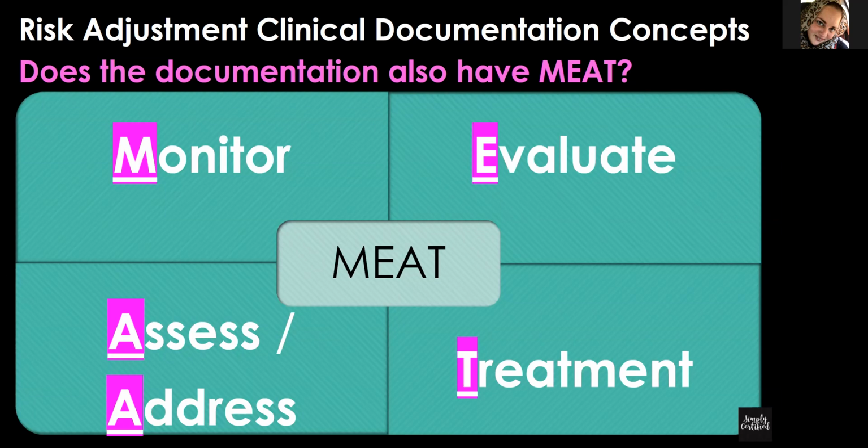to have some meat. Ooh, what is meat? I like to call it meat on the bones, and I use this concept across all areas of coding, not just risk adjustment in HCC or CDI. I use it everywhere. So MEAT means monitor, evaluate, assess and/or address, and treat.